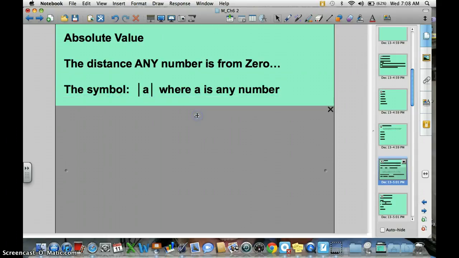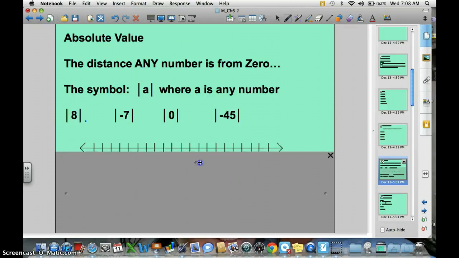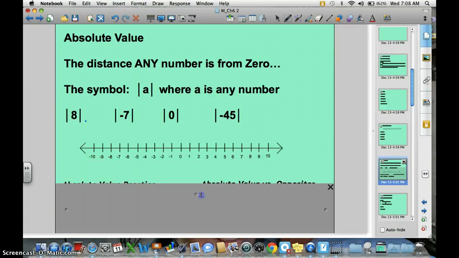The symbol that's used are these two lines that you see here, these two long ones, and then with a number in the middle here, where this letter A, this variable A, could be any number. And you'll see these long lines. Let's look at some examples. I have a number line that'll be used to help us a little bit.